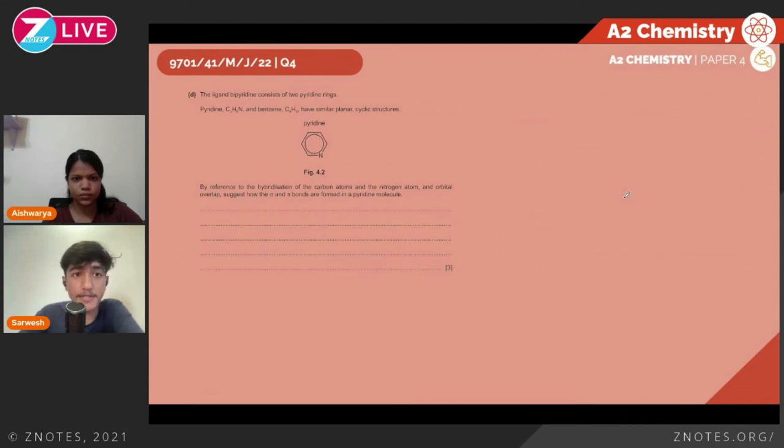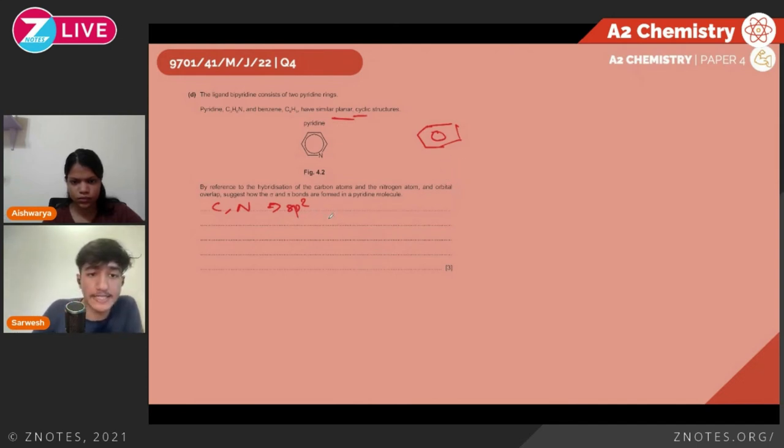The ligand bipyridine consists of two pyridine rings. Pyridine, C5H5N, and benzene, C6H6, have similar planar cyclic structures. By reference to the hybridization of the carbon atoms and the nitrogen atoms, and orbital overlap, suggest how the sigma and pi bonds are formed in pyridine molecules. So let's see. Everything's planar, everything's cyclic, so this is similar to benzene. So all carbon and nitrogen are sp2 hybridized so that they are planar.